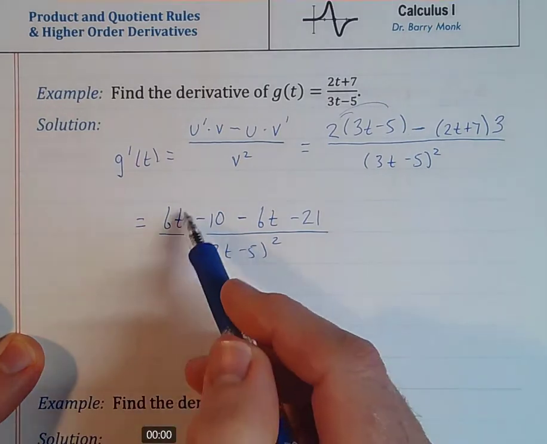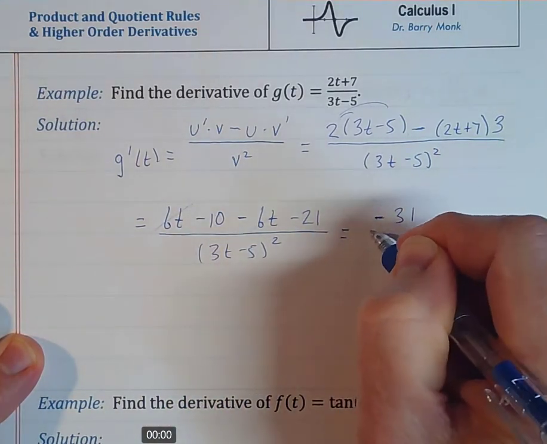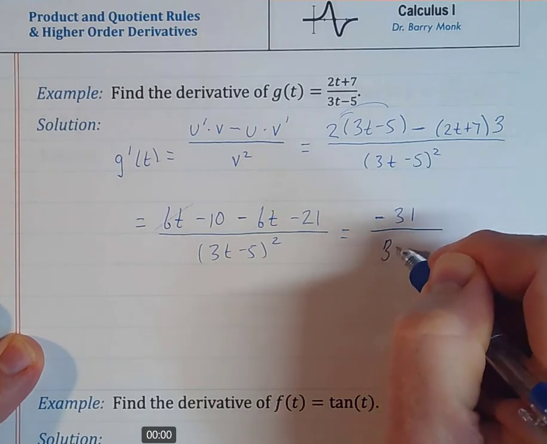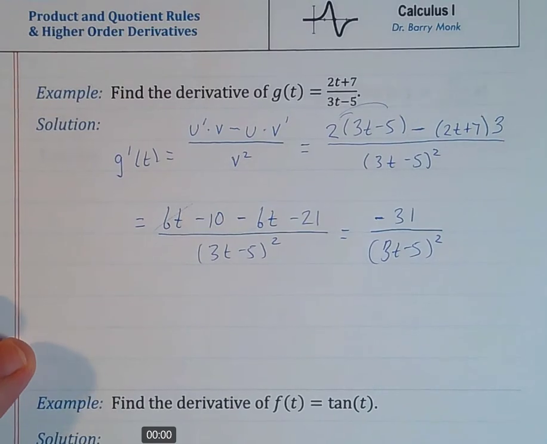And so it looks like, well, my 6t's cancel out. It looks like I'm left with negative 31 in the numerator and 3t minus 5 squared in the denominator. And I found my derivative.